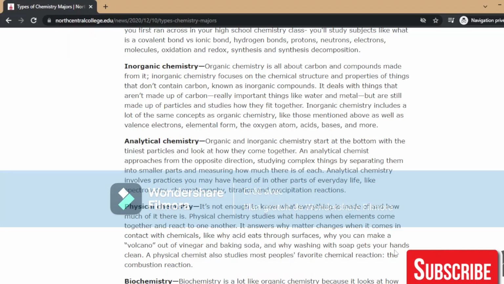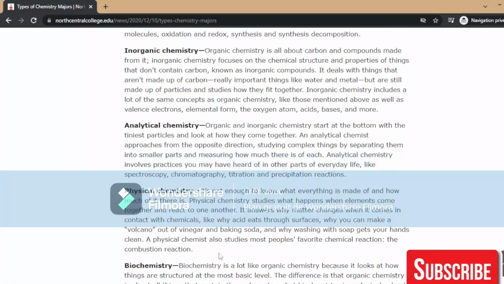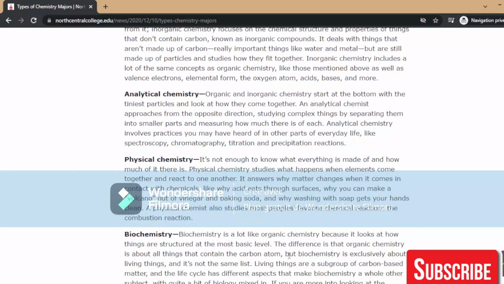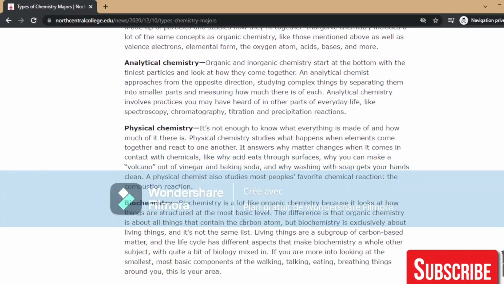A physical chemist also studies the most familiar chemical reaction, the combustion reaction. And for the last type, which is biochemistry.